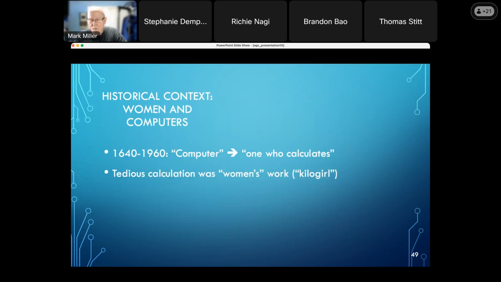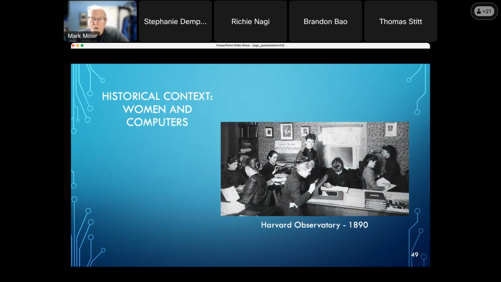In fact, on the Manhattan Project, they used the term kilogirl to refer to the number of women that they were going to have to put on a particular calculation. But before the 1960s, computers were almost exclusively women. So I'll just go through a set of pictures here. I think this group of women is helping to determine the orbit of Halley's Comet to basically predict its return.